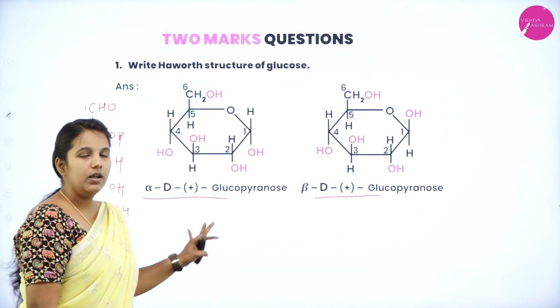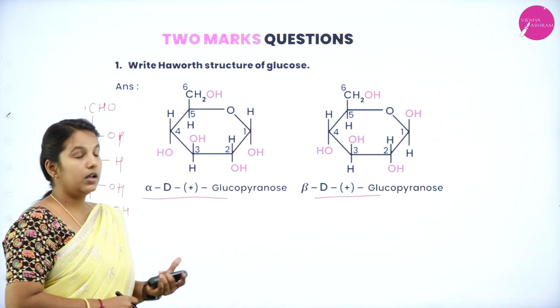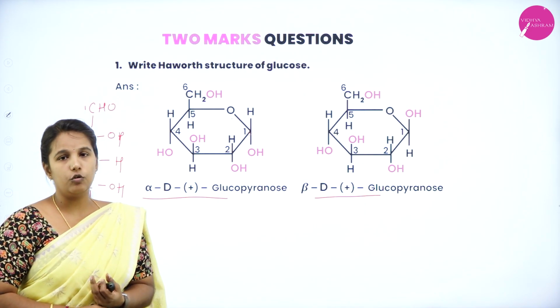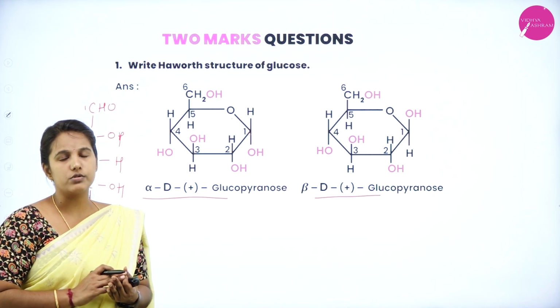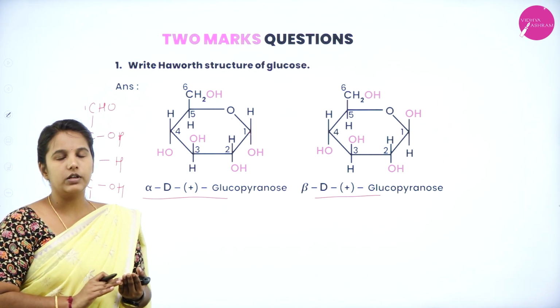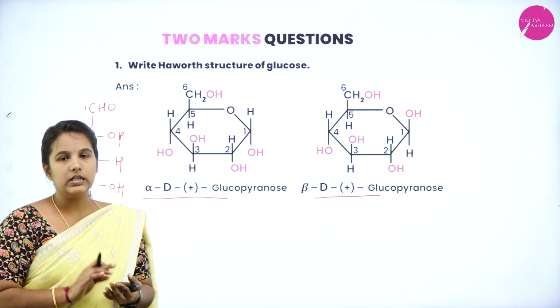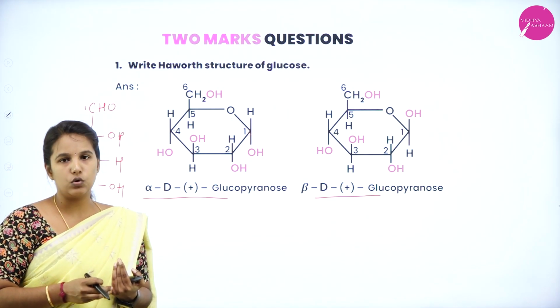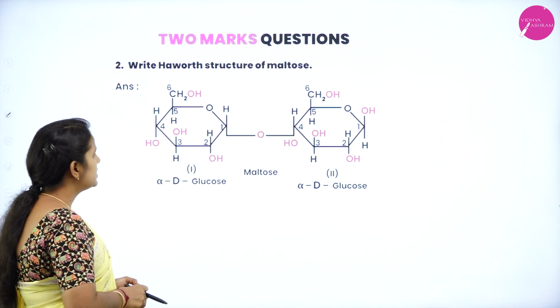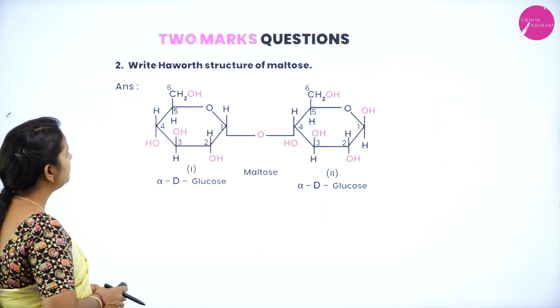So, in the exam, they are not only going to ask for the Haworth structure of glucose, they can also ask about maltose, fructose as well as sucrose. So, all 4 of these different biomolecules you must know: glucose, fructose, maltose as well as sucrose. Next, we will see one more example.